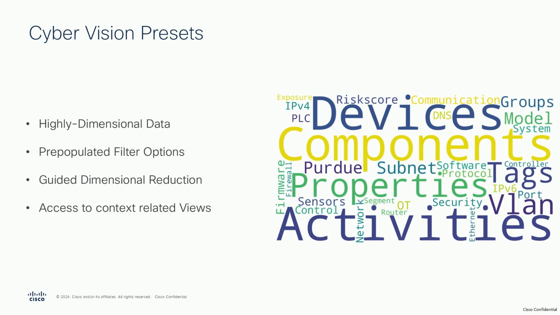Your Cybervision Center will present you a lot of highly dimensional data. It describes the communication structure between assets in your network, as well as the characteristics for the assets and their communication. This very quickly will lead to a lot of detailed metadata. To allow for an efficient access to your data focusing on certain aspects, Cybervision offers you a functionality called presets.